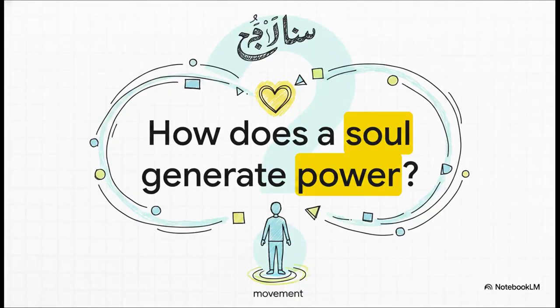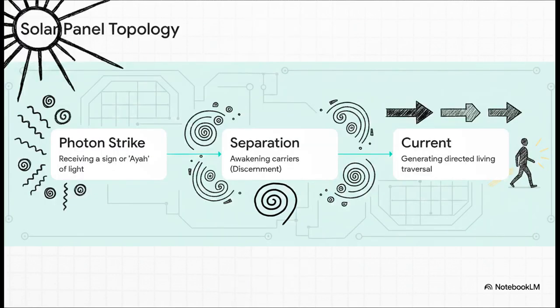So, let's bring it back to you. If you are a localized execution node traversing this massive quantum field of history and physics, how do you actually operate? More specifically, how does a soul generate power? The framework answers this with one last beautiful engineering metaphor, the solar panel topology. How does a solar panel work? First, a photon strikes the junction. This is like receiving an ayah, or a sign of light.